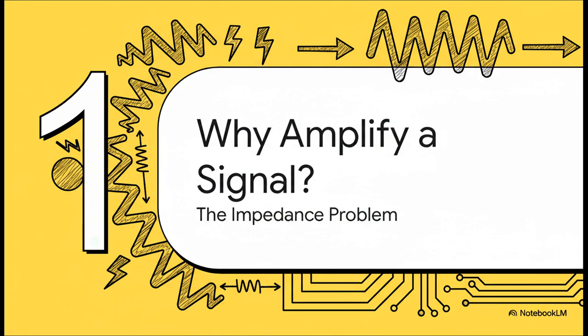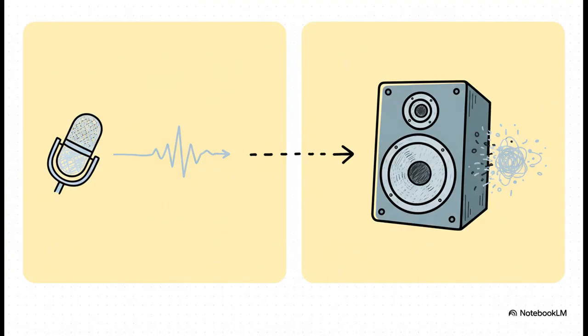See, to really get a handle on amplifiers, you've got to understand the fundamental problem they were invented to solve in the first place. Okay, picture this. You're trying to connect a microphone directly to a massive concert speaker. Now, the microphone is great at creating a detailed voltage signal, but it has very little muscle. It can't push much current. The speaker? It's the total opposite. It needs a huge push of current to physically move the cone and make sound.